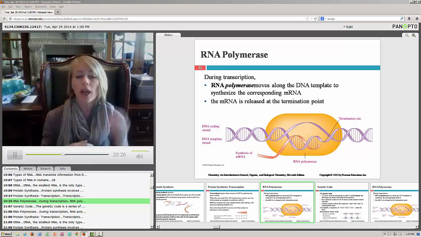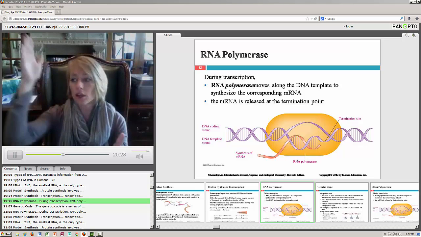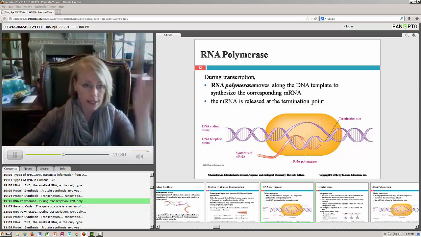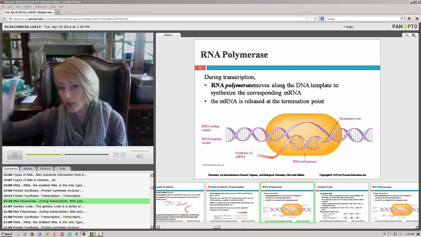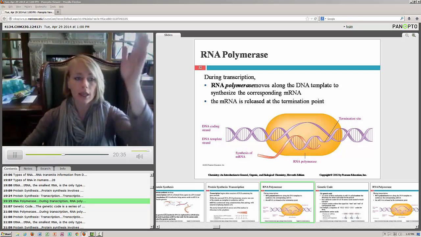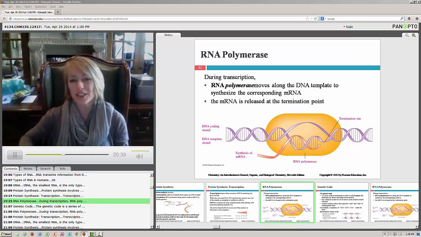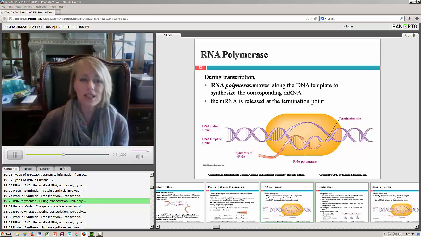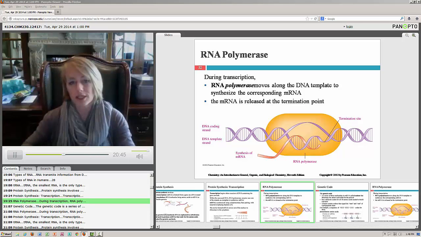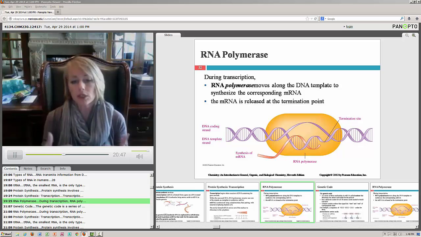Okay? So A's from DNA go to U's from RNA. T's from DNA go to A's from RNA. G's from DNA go to C's for the message in RNA. And C's from DNA go to G's for the message in RNA. So the complementary strand is made.